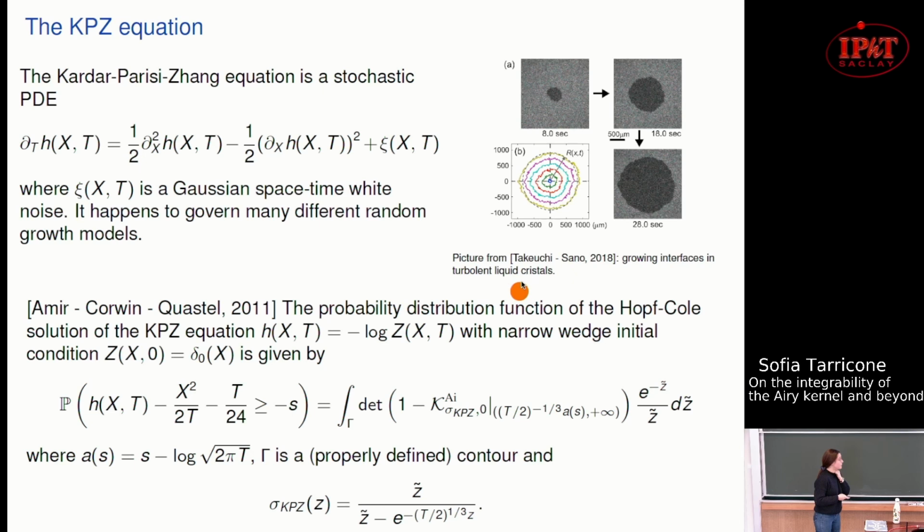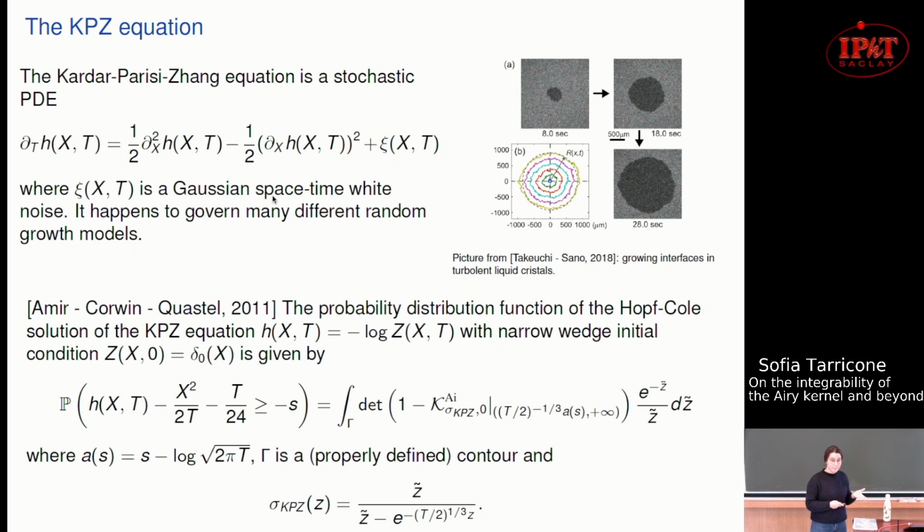Now I don't know exactly what they were looking at, but in a certain sense you have this liquid crystal that is perturbed in some way, and you see the perturbation described by the interfaces between the black region and the gray region, which can be approximated by a solution of the KPZ equation, if you look at the spatial and time dependence. And in particular, there is a specific solution of this KPZ equation that appeared to be related to the finite temperature Airy kernel, and in particular its Fredholm determinant.